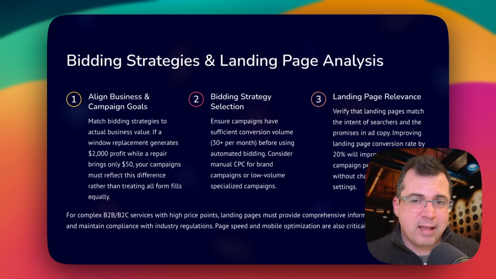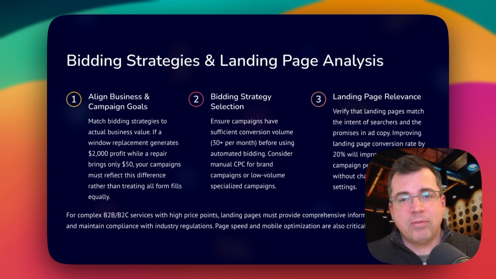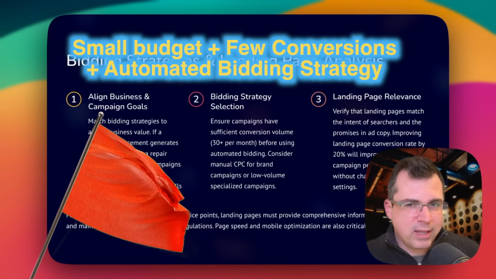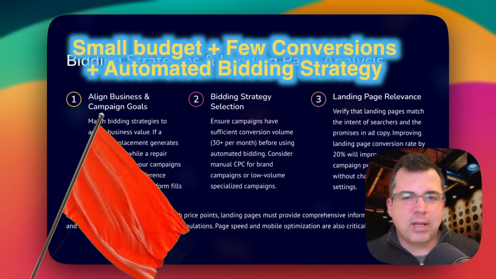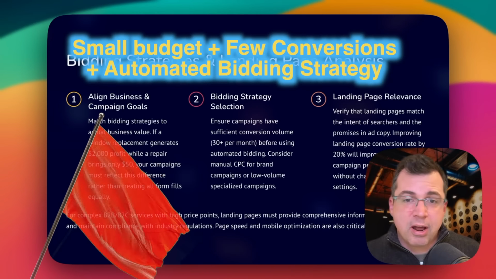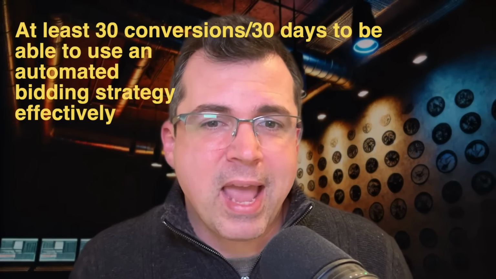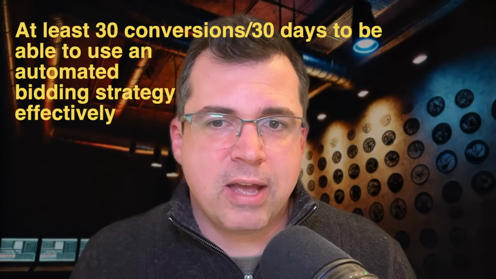For example, using max clicks with broad keywords. It's very rare, by the way, but I've seen it. And if you want to use max clicks, then add every keyword as exact match. As I mentioned earlier, when I see a campaign with a small budget and few conversions using an automated bidding strategy, I know that campaign is underperforming. The general rule of thumb is you need at least 30 conversions per 30 days to be able to use an automated bidding strategy effectively.